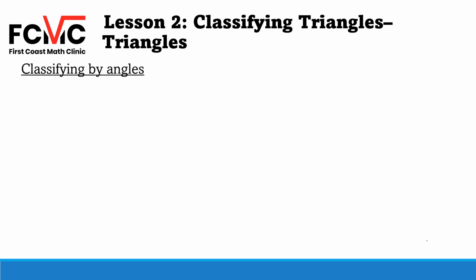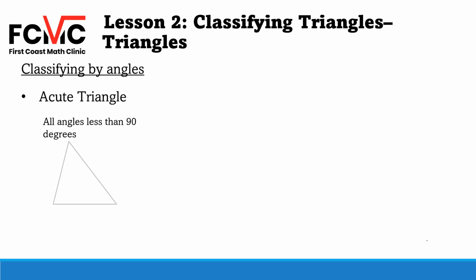All right, so when we're classifying by angles, first type of triangle is going to be an acute triangle. And in an acute triangle, all the angles are less than 90 degrees. So if we have something like this, we could have maybe 80 degrees, 40 degrees, and say 60 degrees. Okay, so we know from our previous lesson on the triangle angle sum, if we add up all those angles, 80 plus 40 plus 60, we're going to get 180 degrees. So our triangle angle sum is going to add up to 180 degrees.